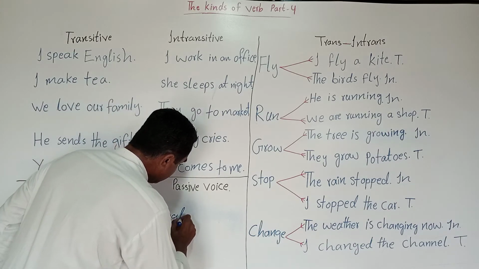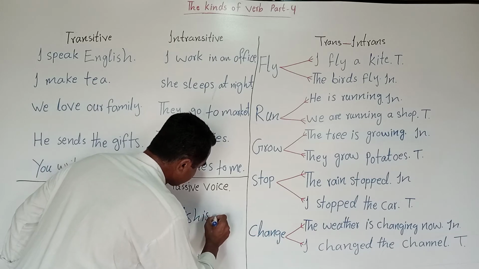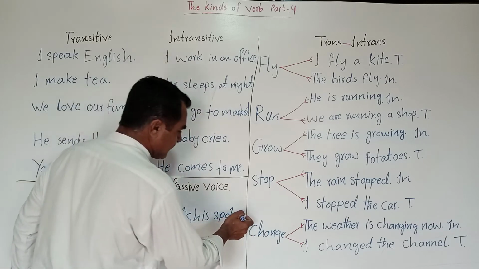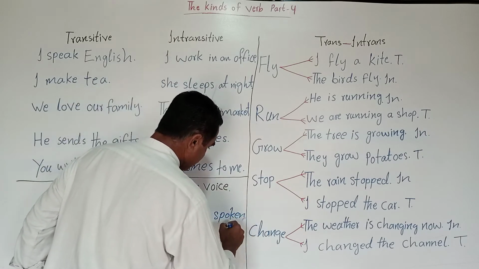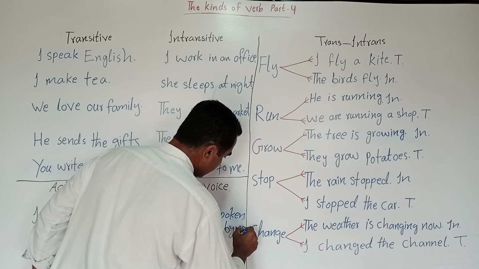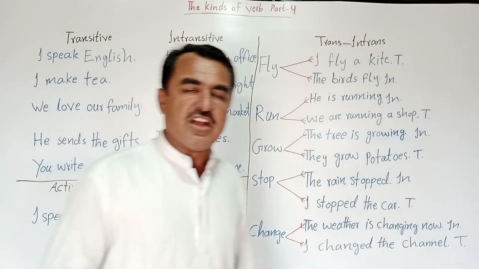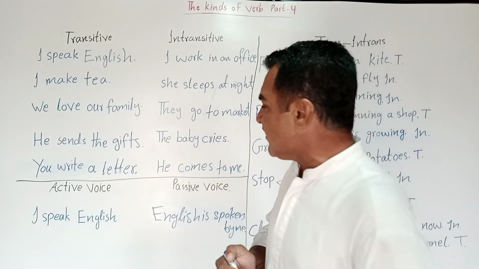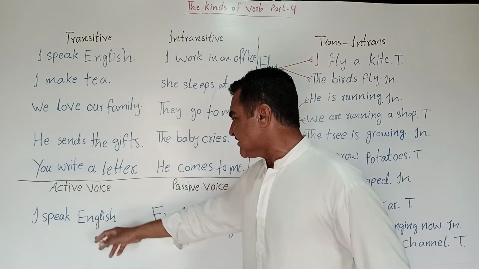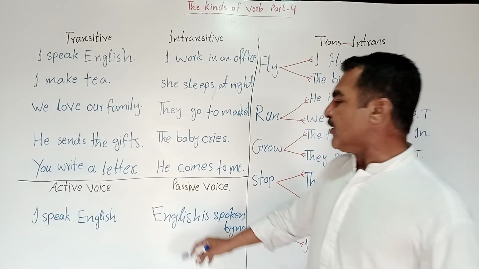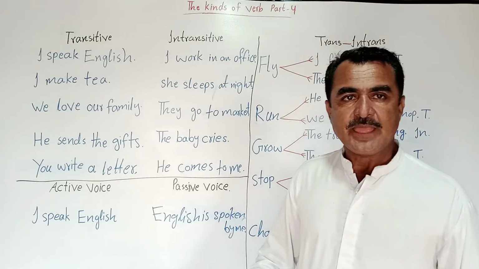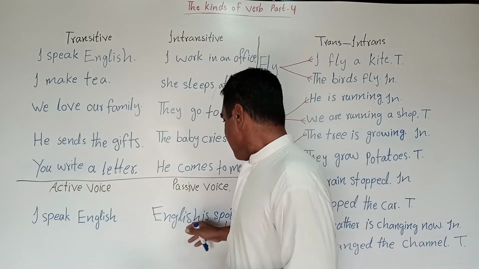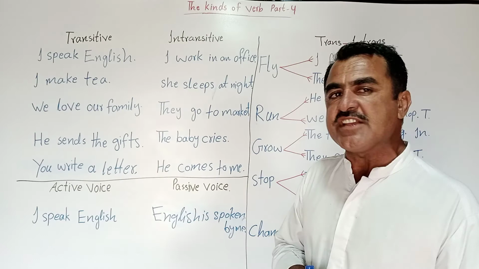English is spoken by me. Okay, because of the shortage of the place. Anyway, leave it. Or you can say, English is spoken by me. I speak English. English is spoken by me. Now I converted this active sentence into a passive sentence. Why? Because it had an object. If it had not had an object, I wouldn't be able to change it into passive voice.